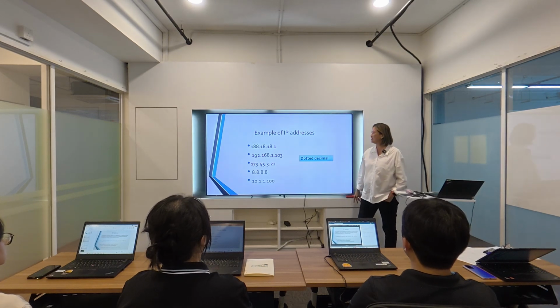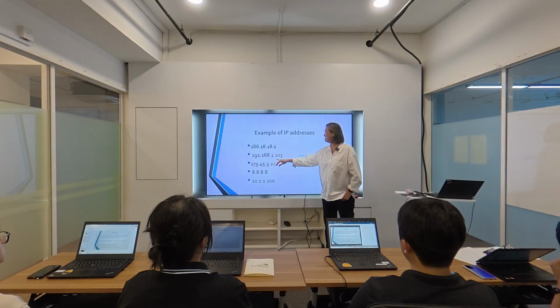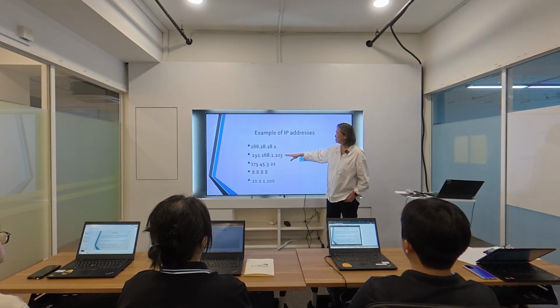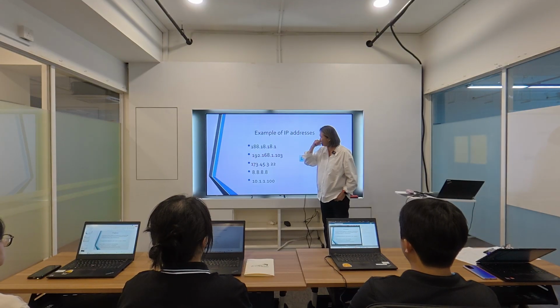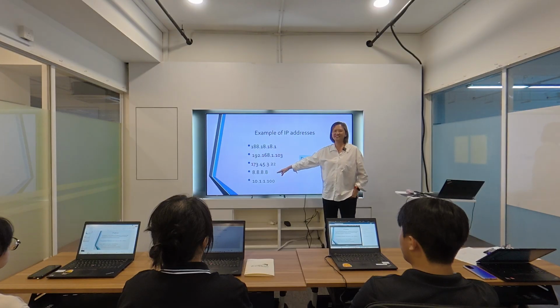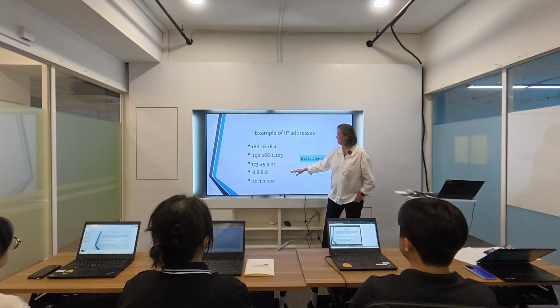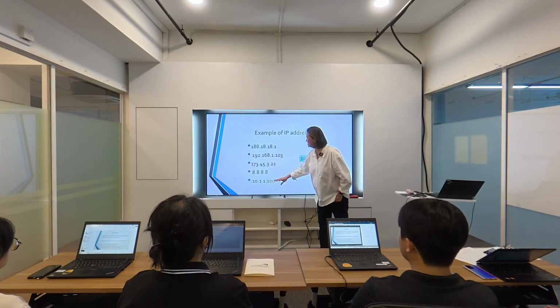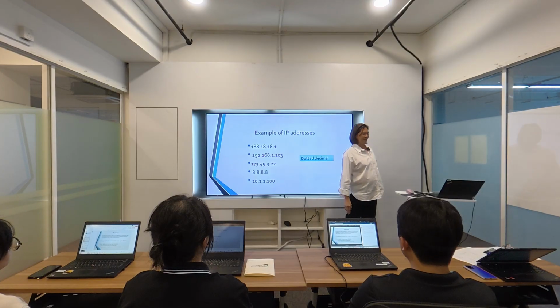Okay? So another example, 192.168.1.103. One of those very popular private IP addresses. And then 173.45.3.22, 8.8.8.8. This is actually Google DNS IP. Yeah. And 10.1.1.100. This is also quite a popular private address.